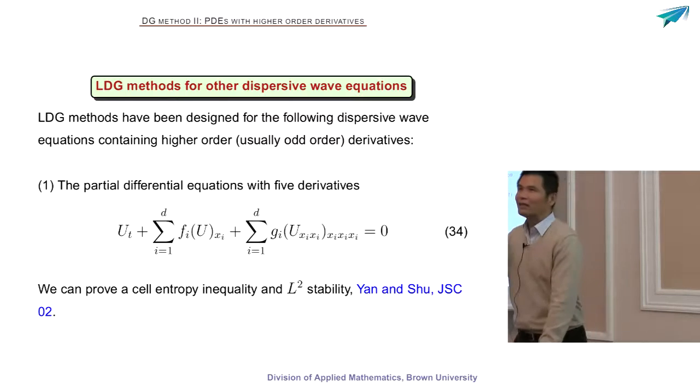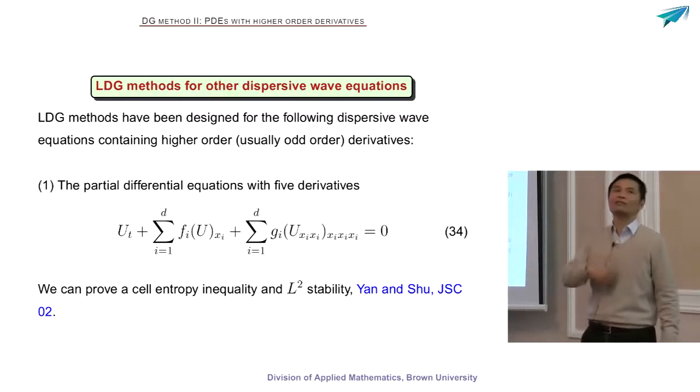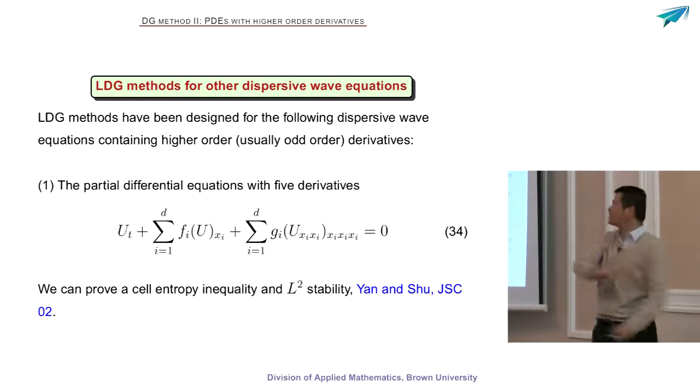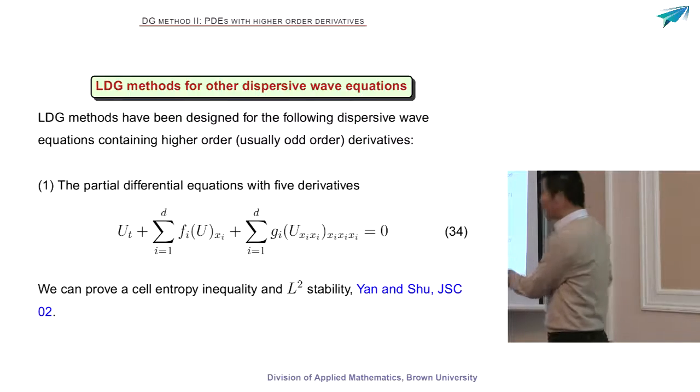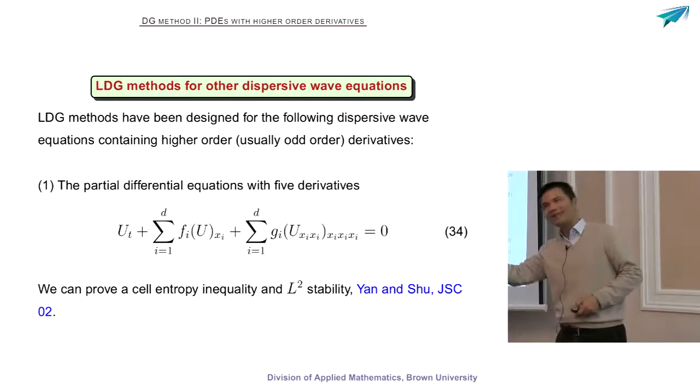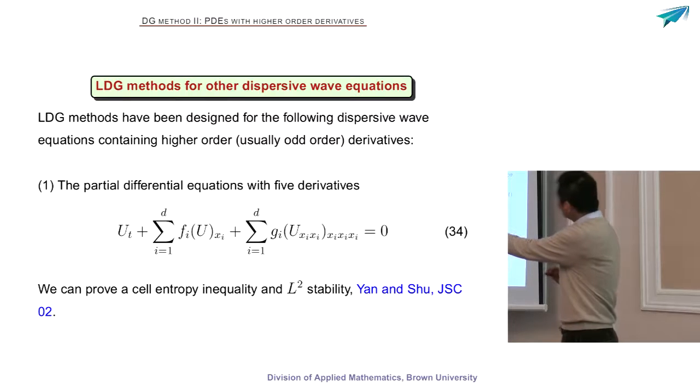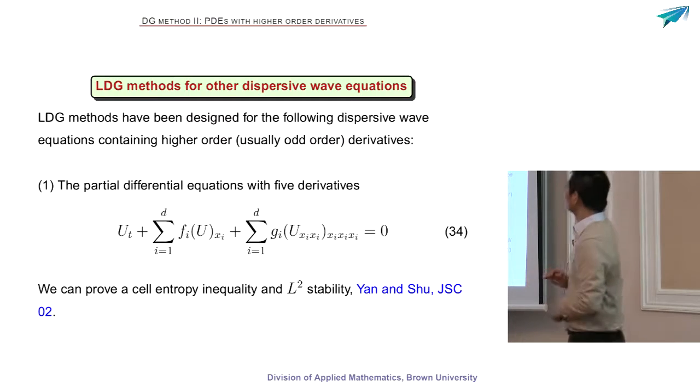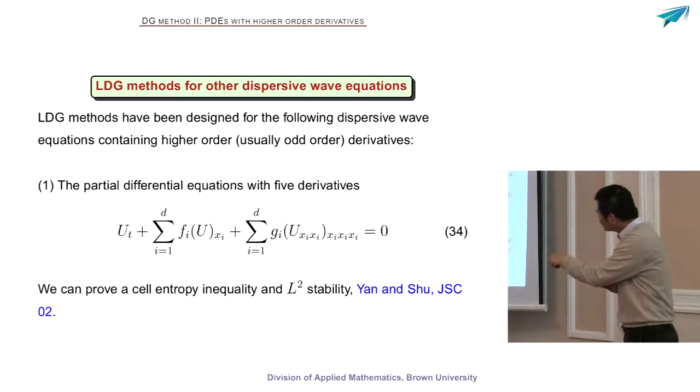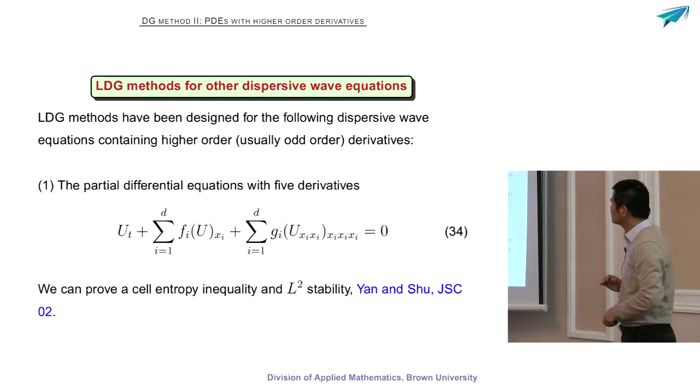Now let me summarize LDG schemes for dispersive wave equations, which means the odd orders. So it's the first order, well, first order is hyperbolic conservation law, so third order, fifth order, seventh order, and so on. I already mentioned the third order, right? That's the KdV type thing we have seen before. So the fifth order derivatives, you get this. This is the first order derivative. This is the fifth order derivative. Then you can get the cell entropy inequality and the L2 stability in this thing.